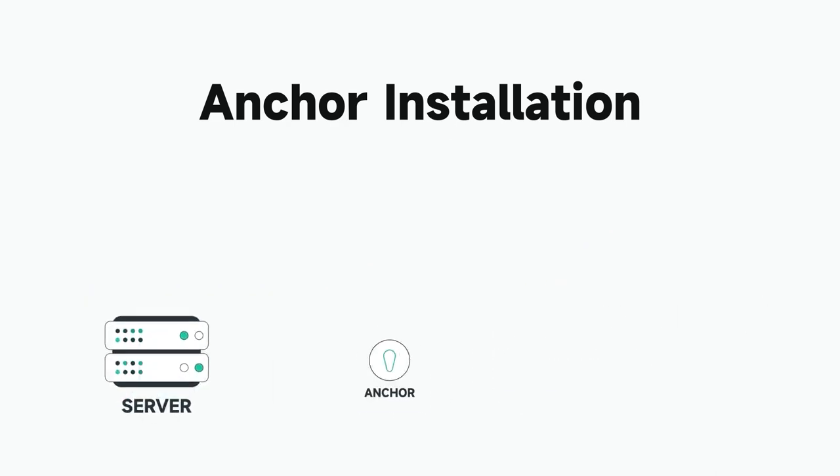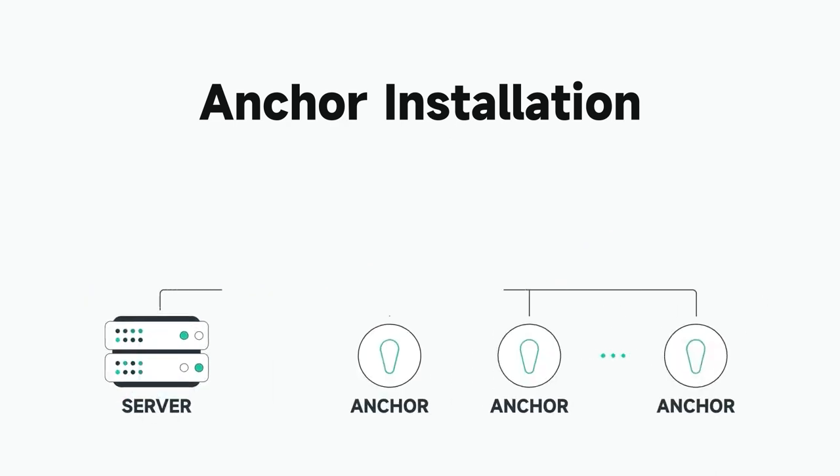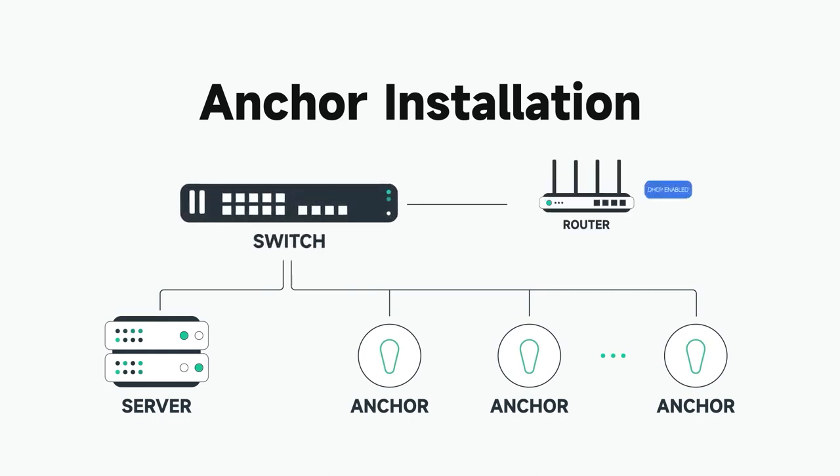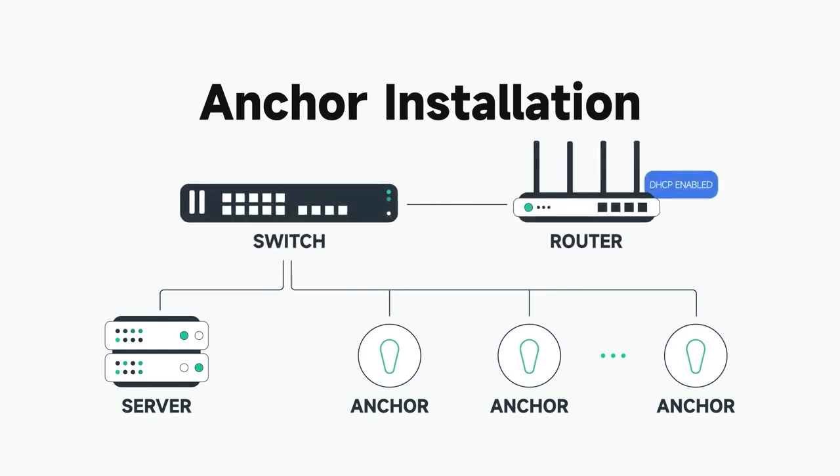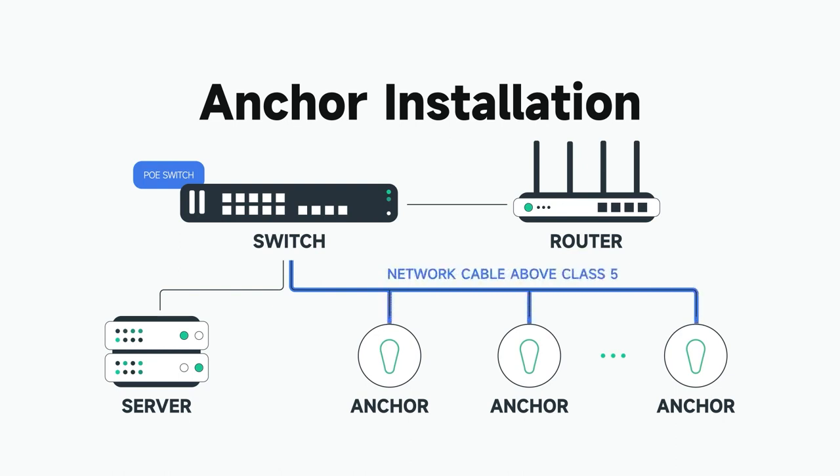The server and anchor should be connected with the switch, and the switch should be connected to the router, DHCP enabled, to form a network. If the switch is an ordinary switch, the anchor needs a separate power supply, once connected with the network cable. If a PoE switch is used, the anchor can be directly connected with a Class 5 or higher network cable without separate power supply.